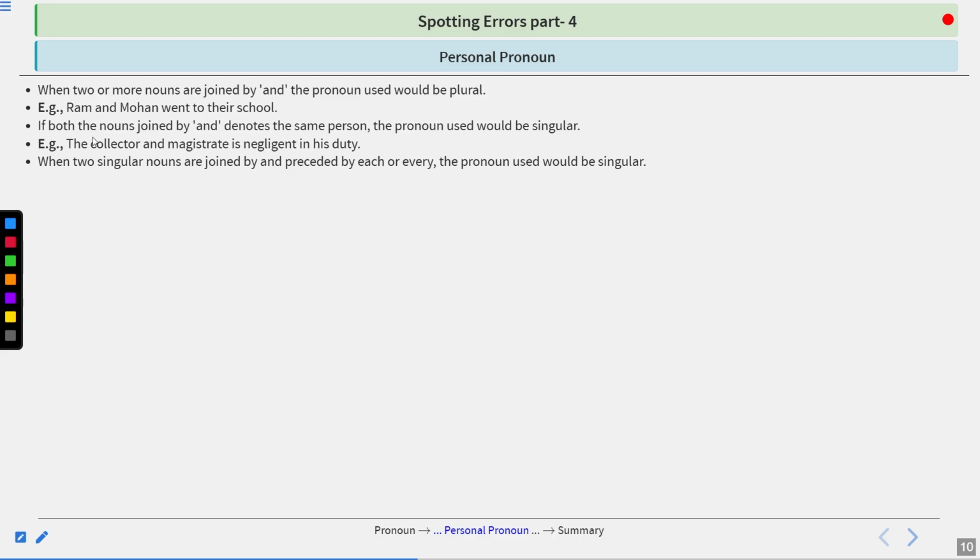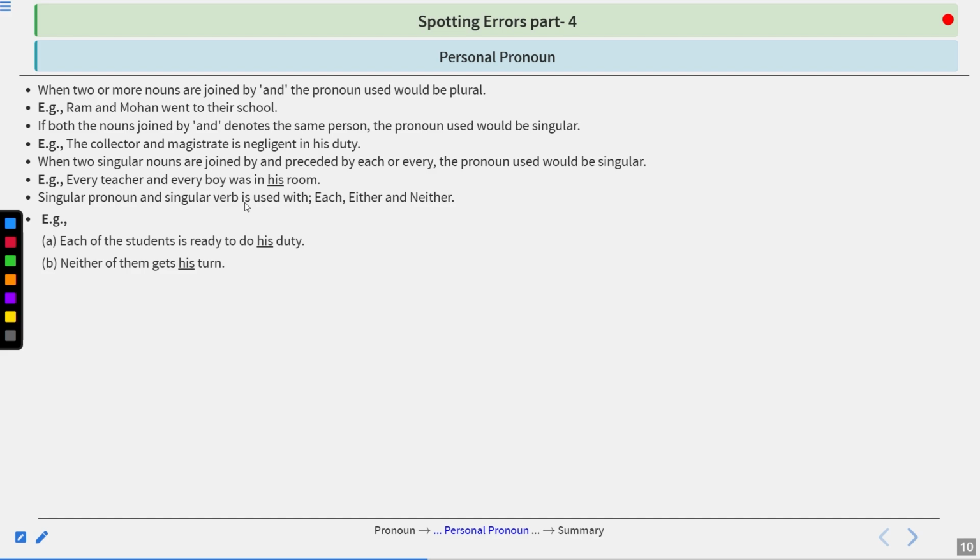When two singular nouns are joined by "and" and preceded by each or every, the pronoun used would be singular. Each or every teacher and every boy was in his room. So here we have used "every" before teacher and "every" before boy. So in this case we will use the singular pronoun "his." Singular pronoun and singular verbs are used with each, either and neither. So with each, either, neither, we use singular pronouns and singular verbs. Each of the students is ready to do his duty. Here we have used "his," a singular pronoun.